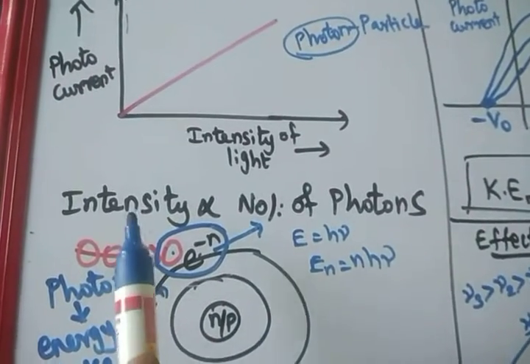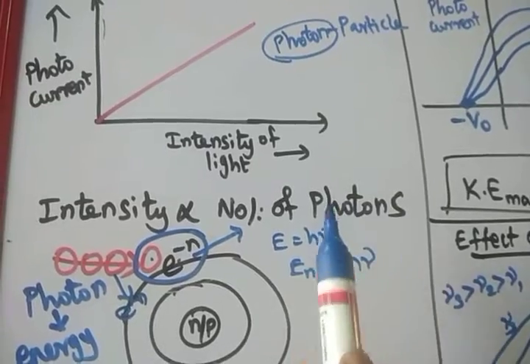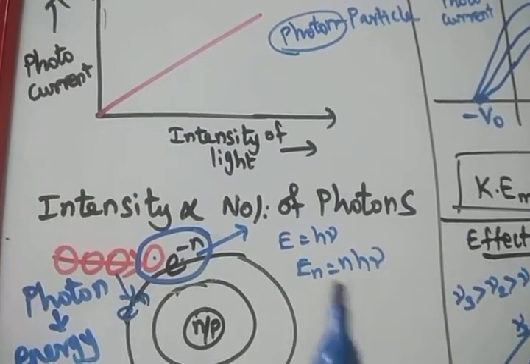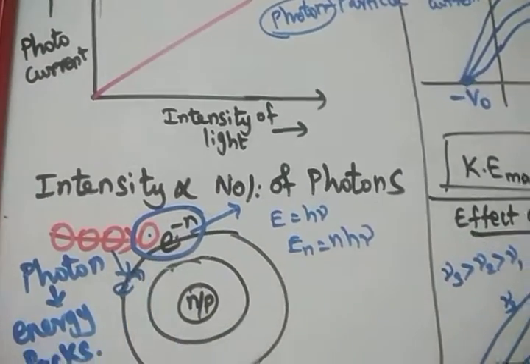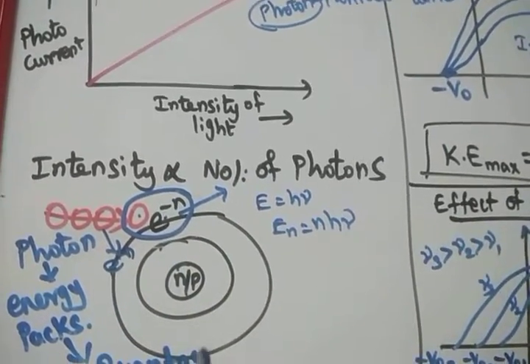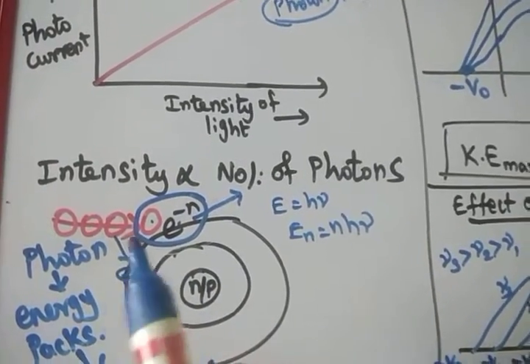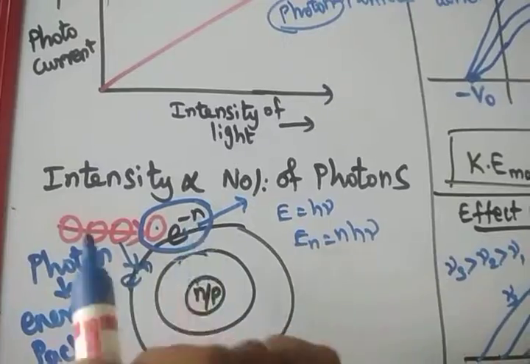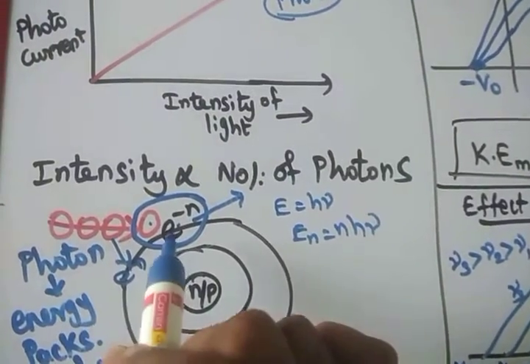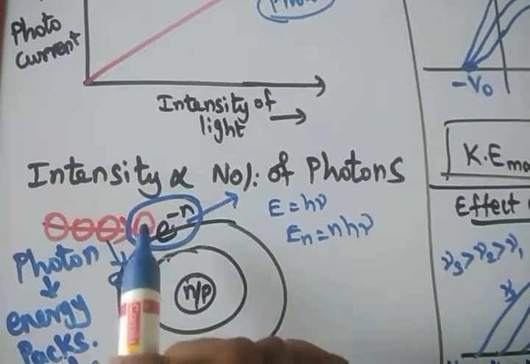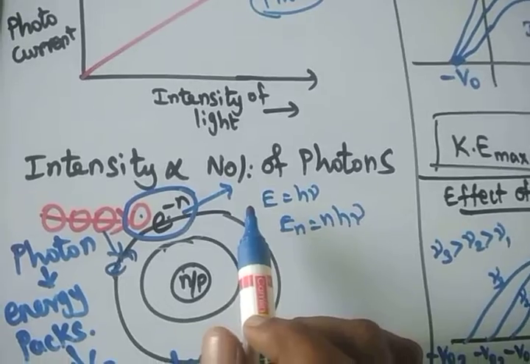Again I will say that when the intensity increases, the number of photons increases. The light is made up of a collection of particles called photons. So when light is incident on the metal surface, the electron in the outermost orbit of the atom of that metal surface will absorb it. That means there will be a collision between the photon, the particle nature of light, and the electron. So particle collision takes place. What will happen? The electron will be ejected out from the metal surface.